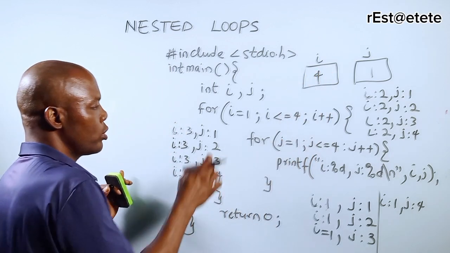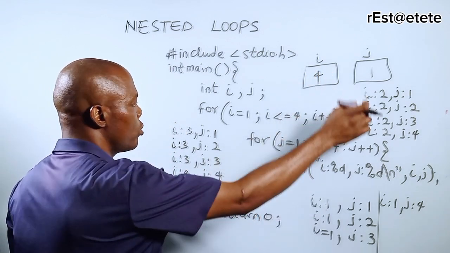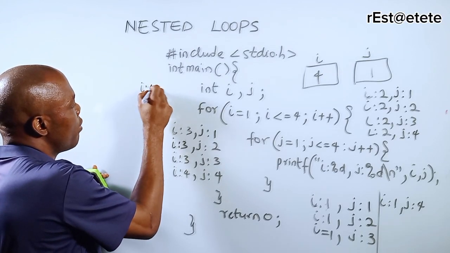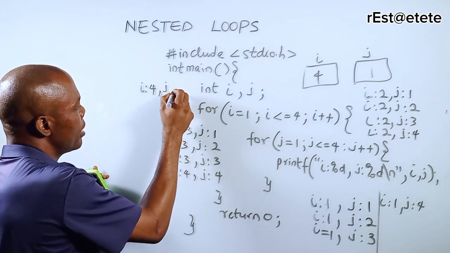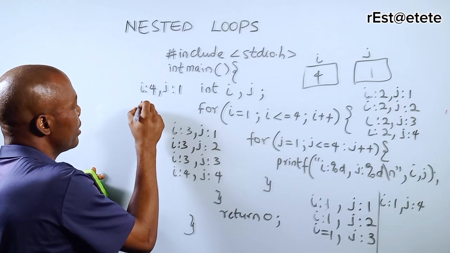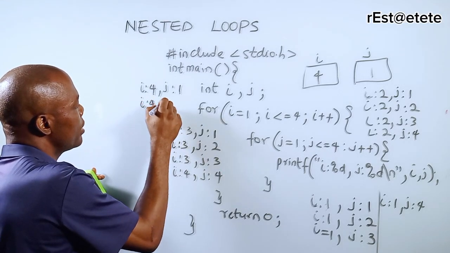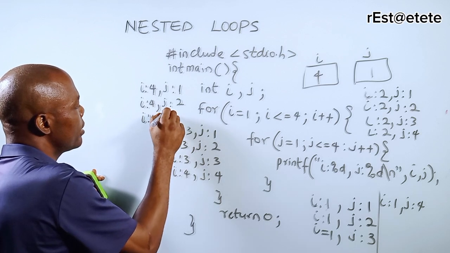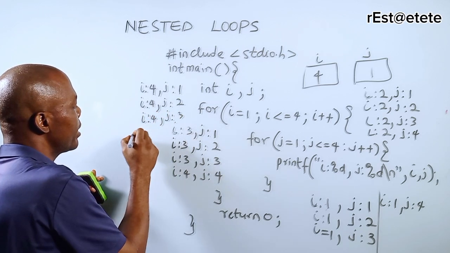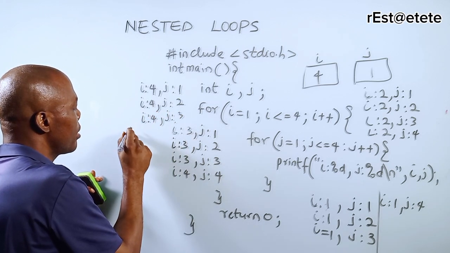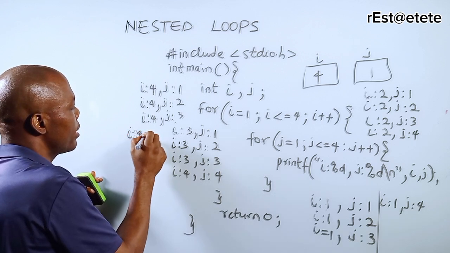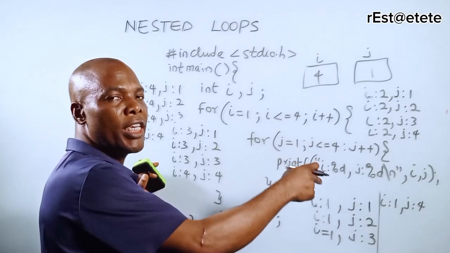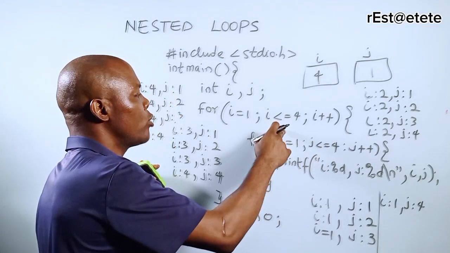Then it will go in. So you are going to have 1, 2, 3. Then i will become 4. j will become 1. Then i will become 4, j will become 2. Then i will become 4, j will become 3. Then i will become 4, j will become 4. Then when it increments j again to 5, it's no longer true. Then it will come out.